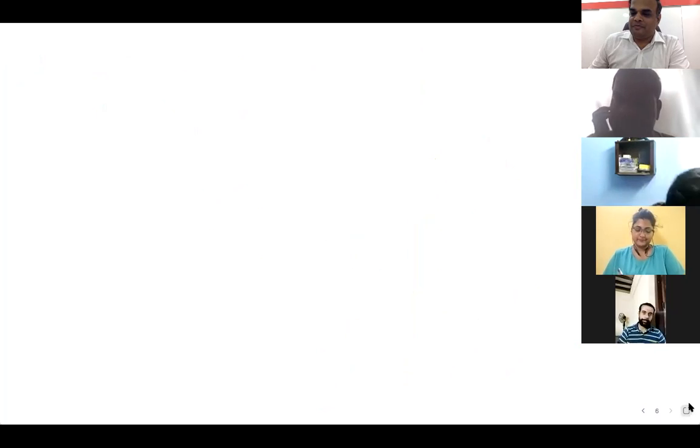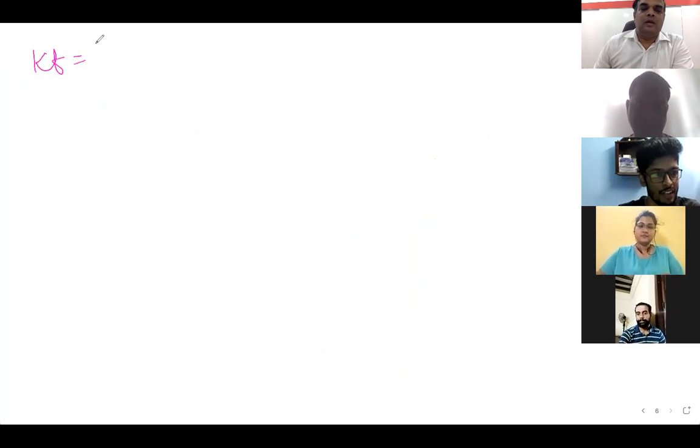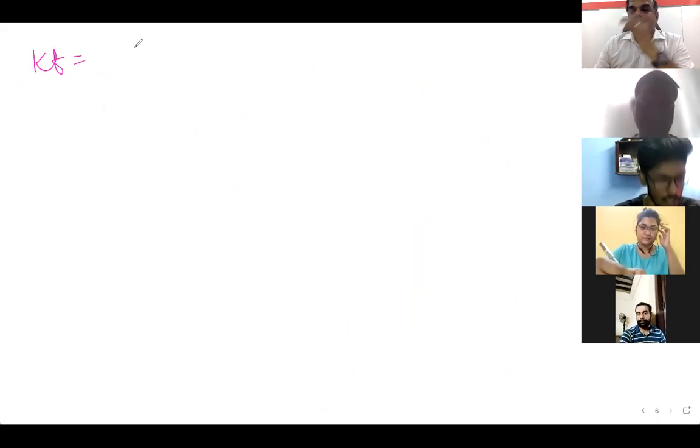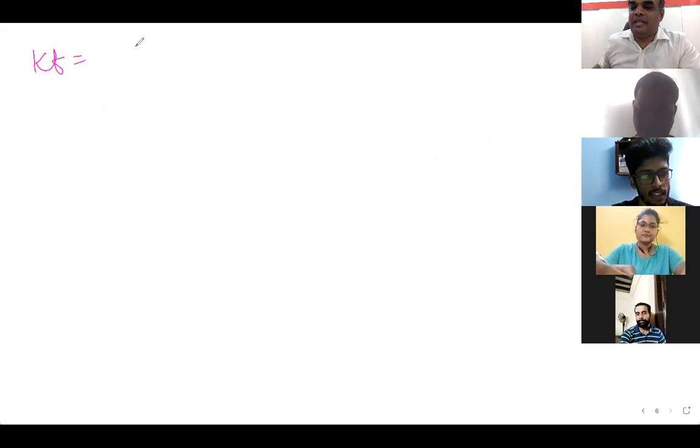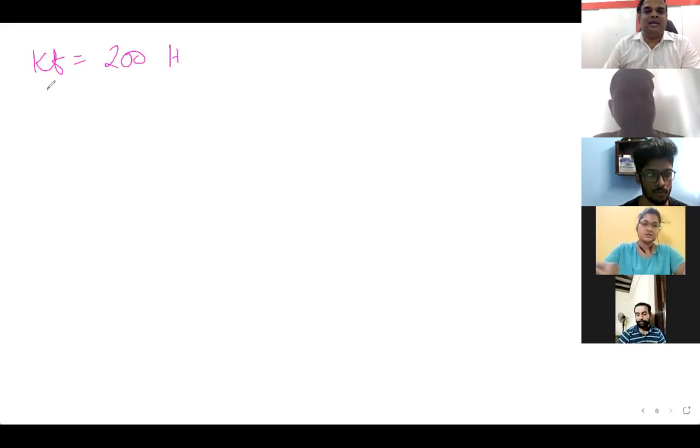What is the first step to solve the problem? Step one, identification of key factor. What is the key factor here? Acres, the available land, the capacity. How many hectares are available? 200 hectares. Available key factor comes to 200 hectares.